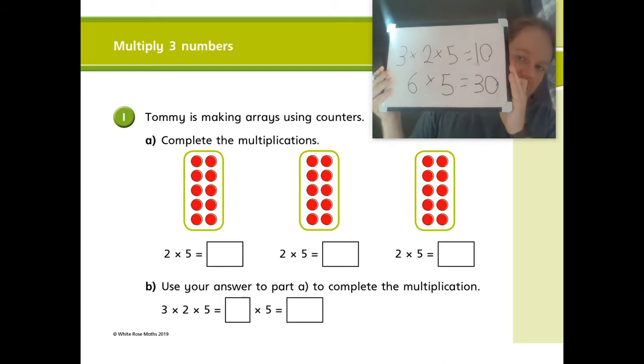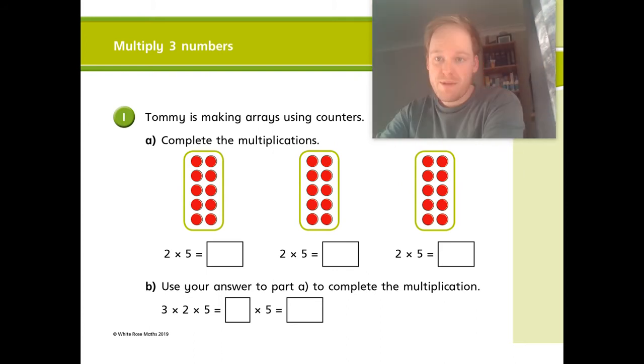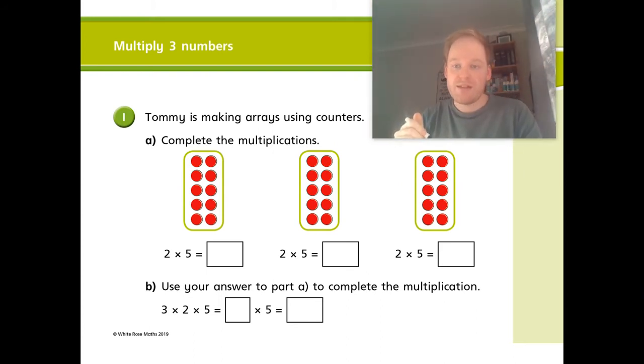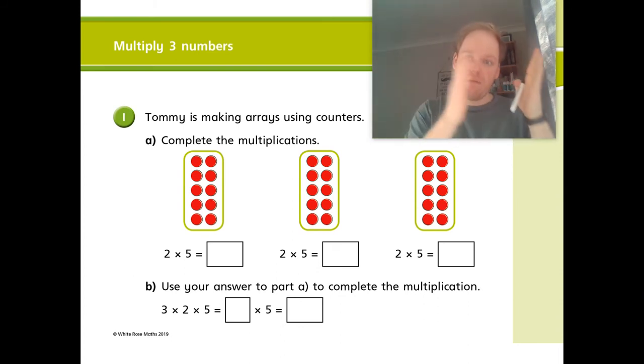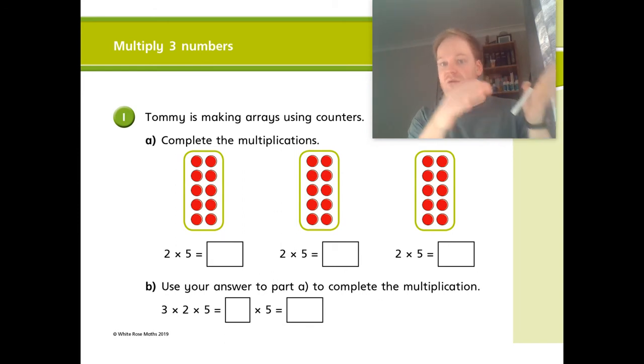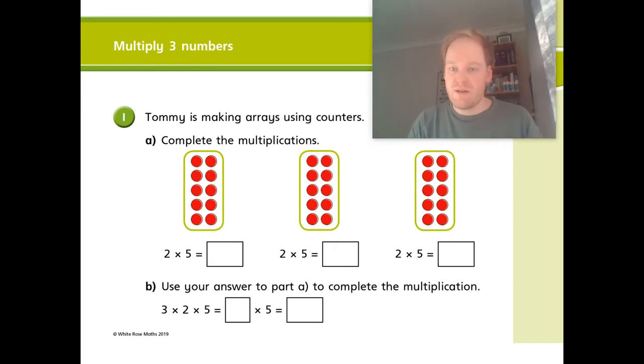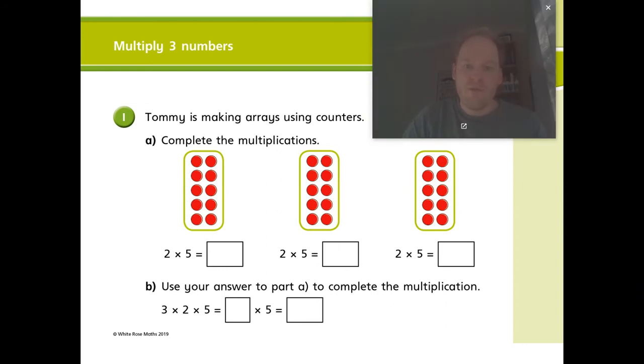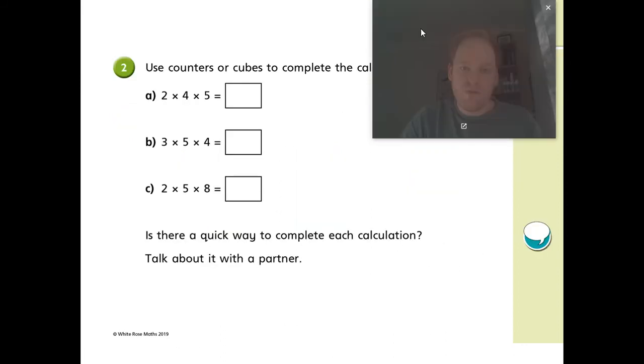Now with multiplications, it doesn't matter what order you put the numbers in, they will still come out as the same answer, as long as you do the 2 numbers and then the 3rd number, or the first 2 and then the last one. It doesn't matter which order you do them in, as long as you do them all, you'll get the answer right. So moving on to question 2.